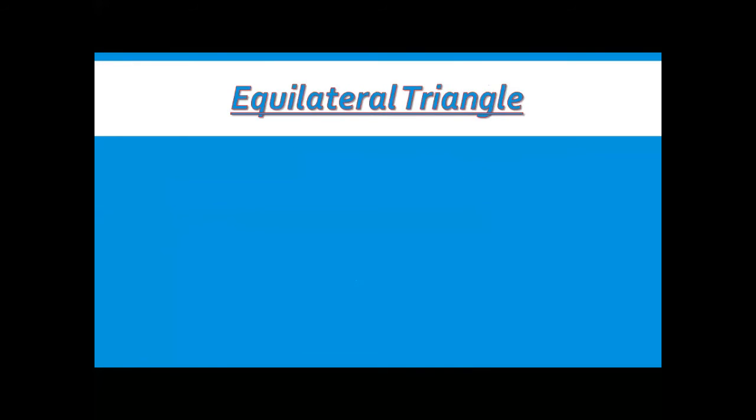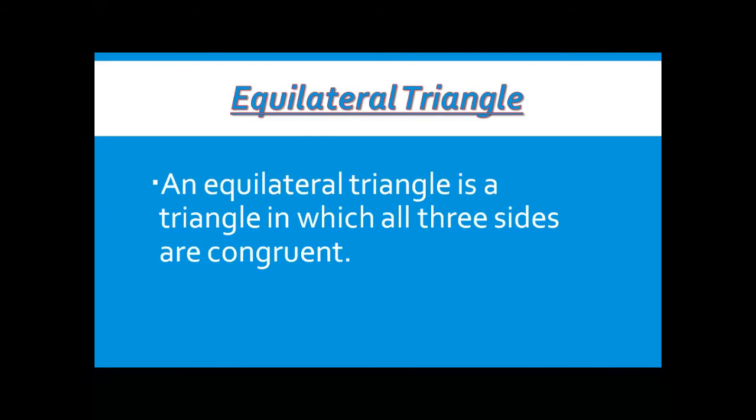Now next one is equilateral triangle. Equilateral means equal. Equal in all sense, like equal in length, equal in angle. So an equilateral triangle is a triangle in which all three sides are congruent. Congruent means same. So that type of triangle in which we have all three sides equal.